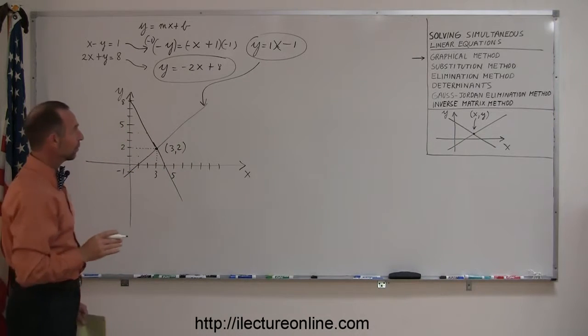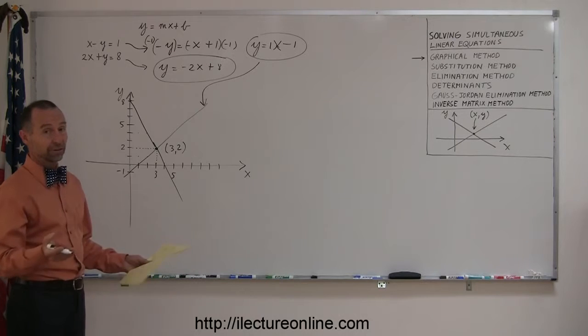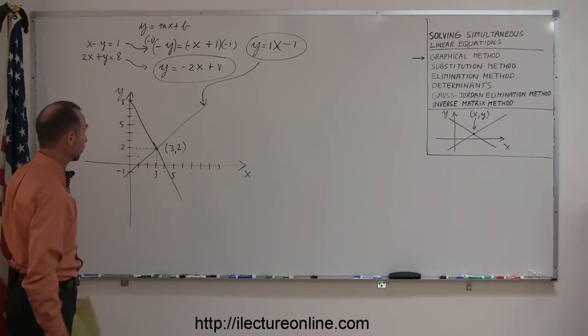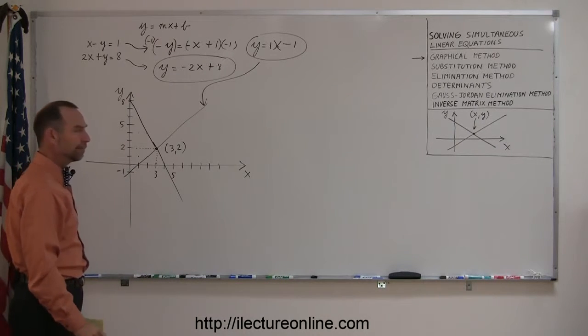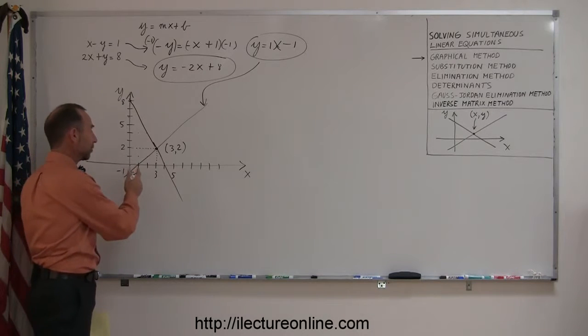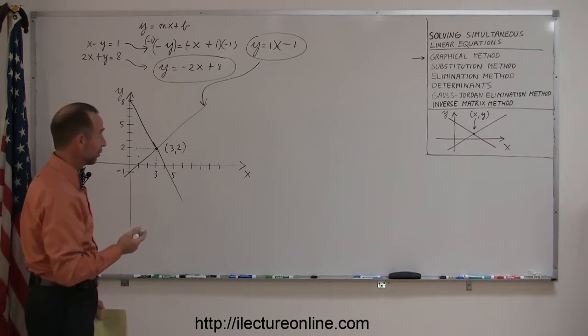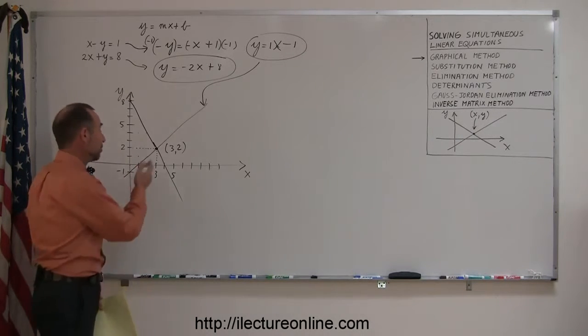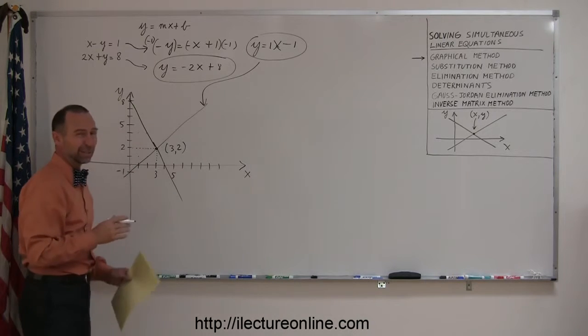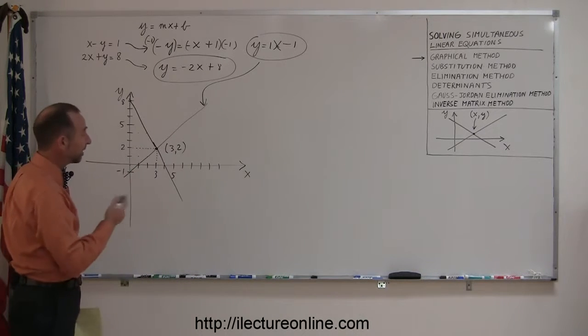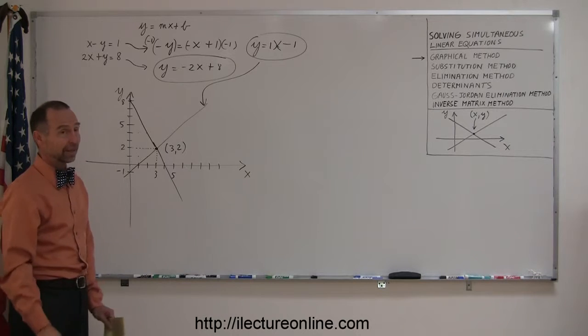Now you might have already noticed that this method, even though it's very straightforward and visually easy to follow, may not always give you the exact answer, because what if the answer was 3.1 and 2.3? You probably wouldn't be able to figure that out here. So it only sometimes gives you an approximate answer. In this case, 3 and 2 are probably the correct answers.